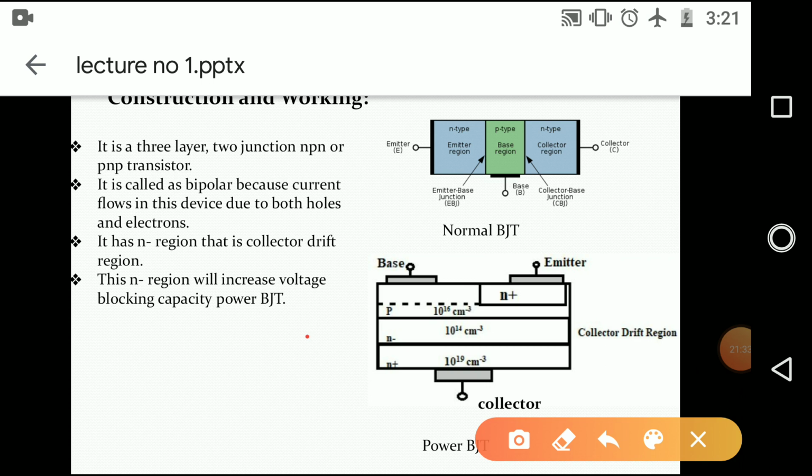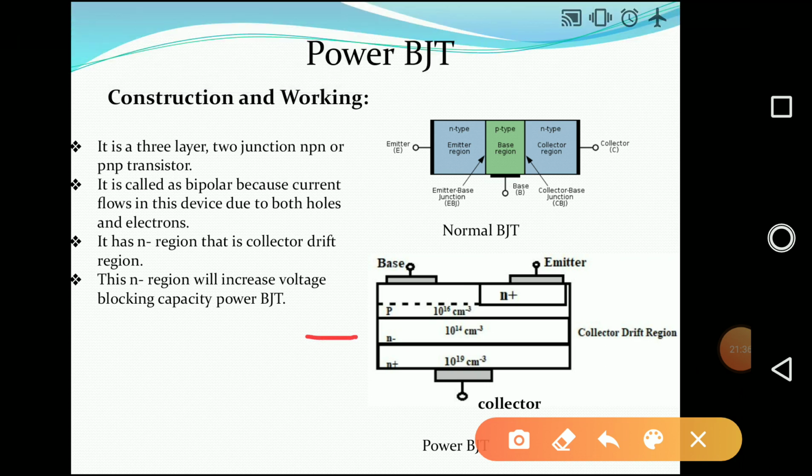Next, there is a higher doping at emitter and collector. The N plus layer is connected to the emitter, this N plus layer is connected to the collector, and P and N minus are connected to the base. So here there is a higher doping of the emitter and collector regions.